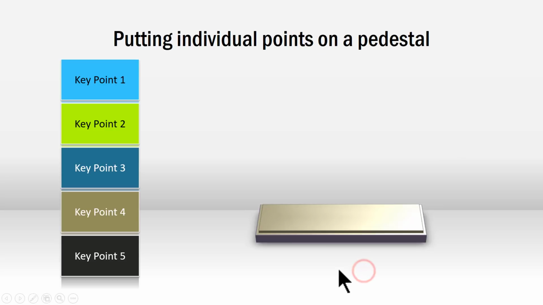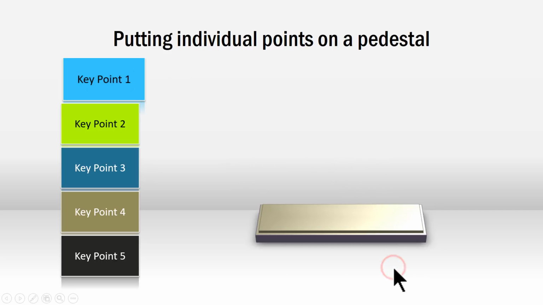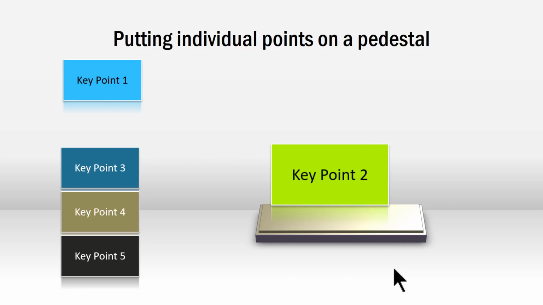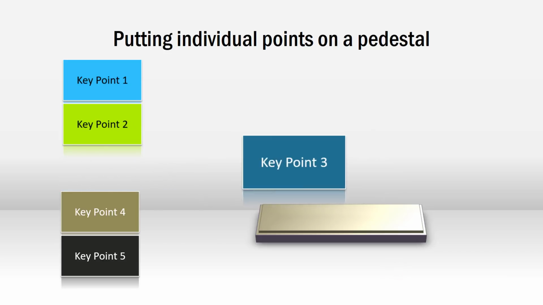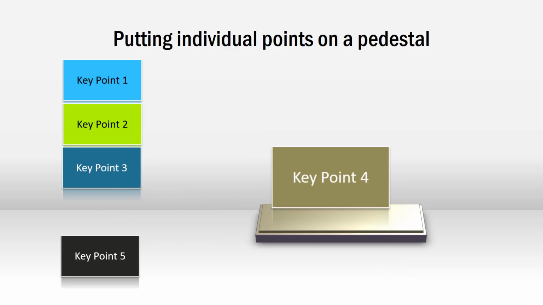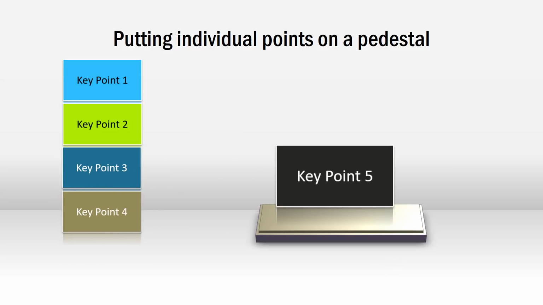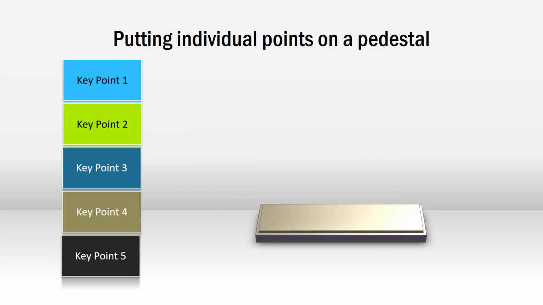The next technique is this one, where we talk about individual points and we keep the individual points on the pedestal. First, we bring the first point onto the pedestal, and then we have the second point, and then we have the third point. As you can see here, on each click, one of the points comes on the pedestal and the previous point goes back to its original position. So that is the point here, and everything is already animated on this slide. You just need to replace this text with your own points.